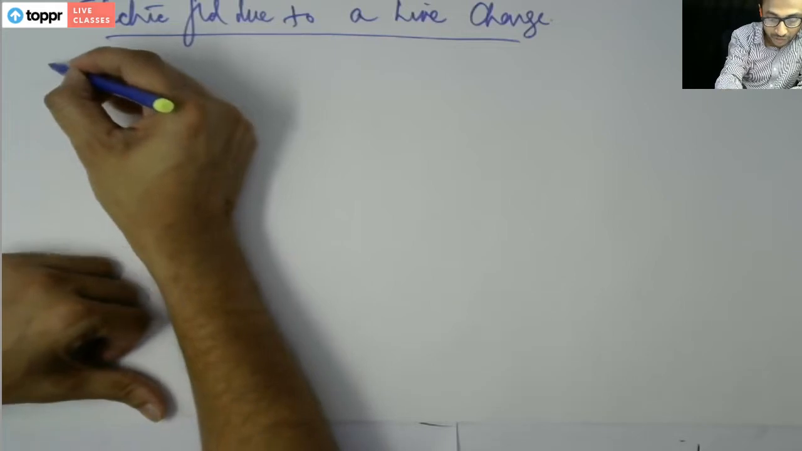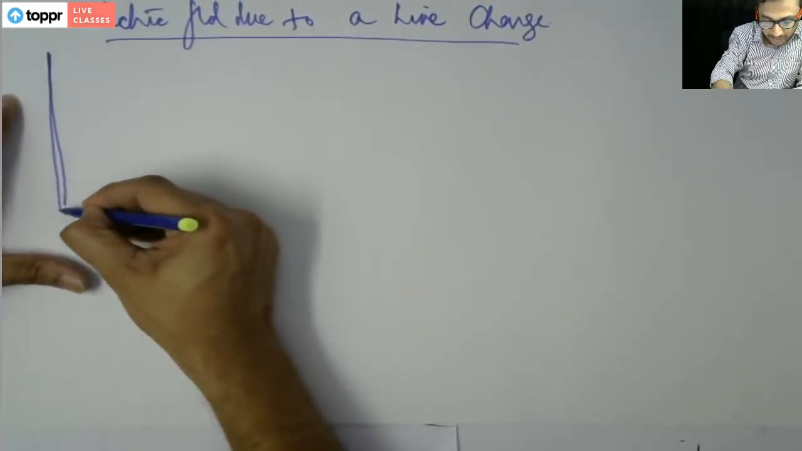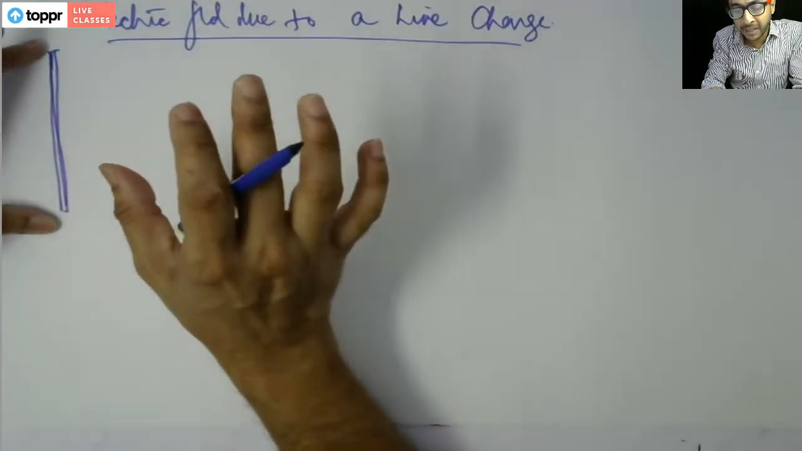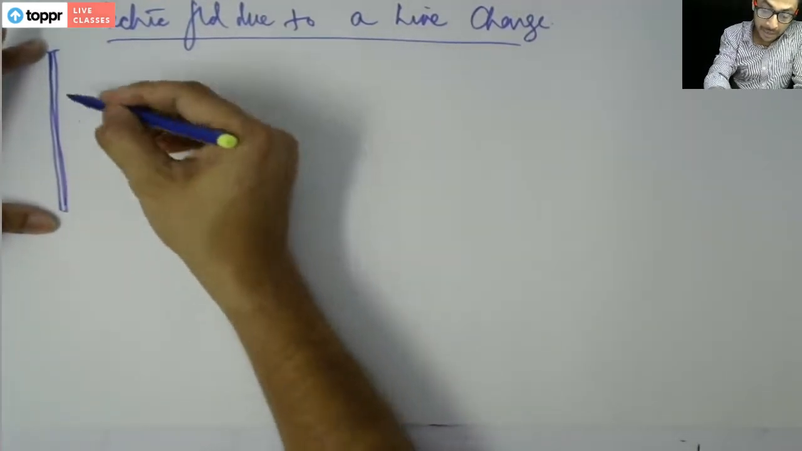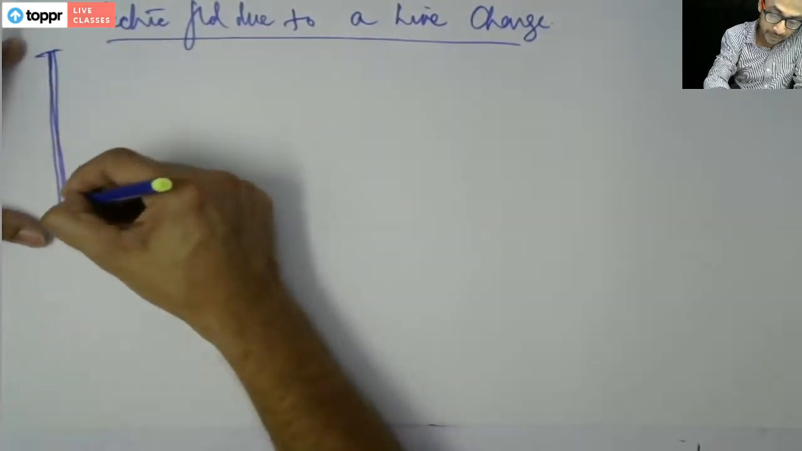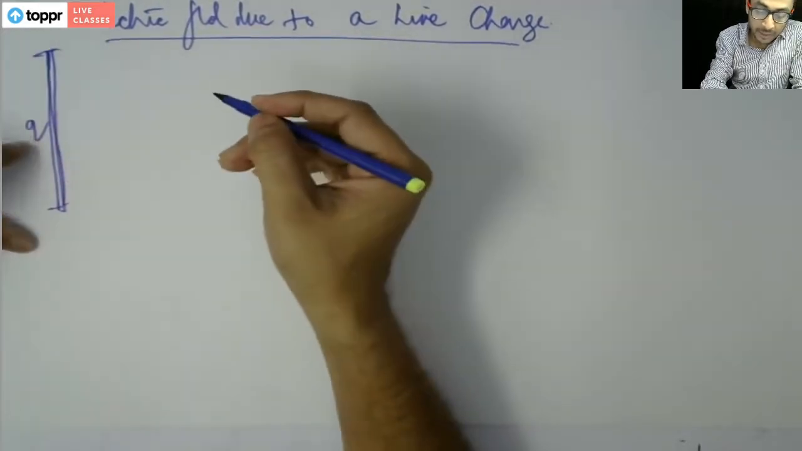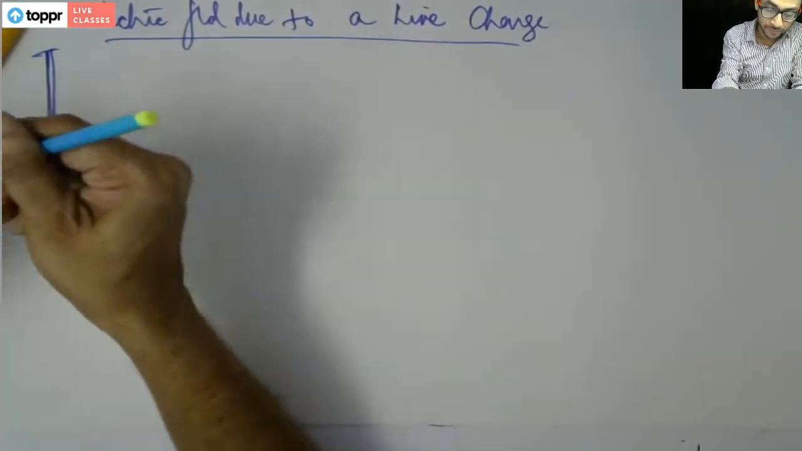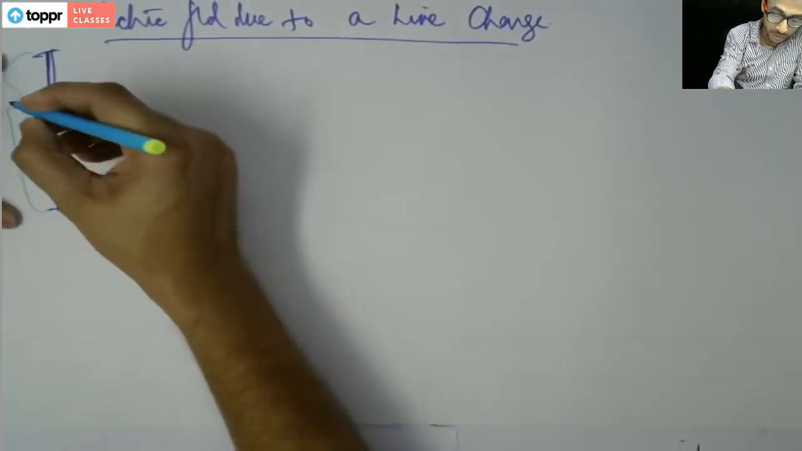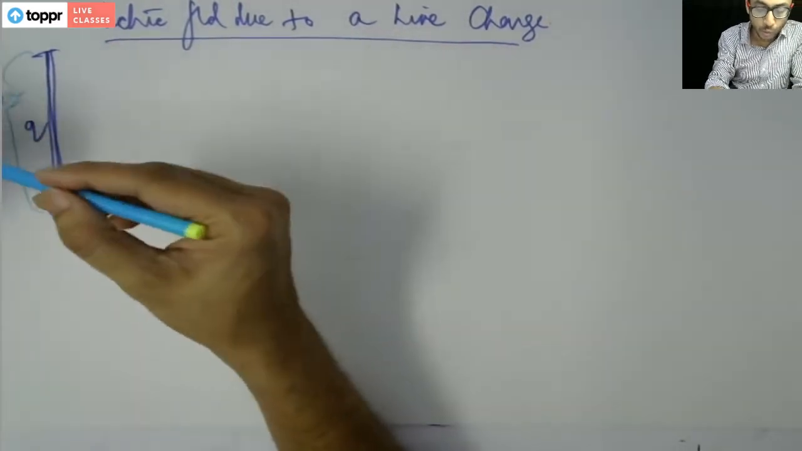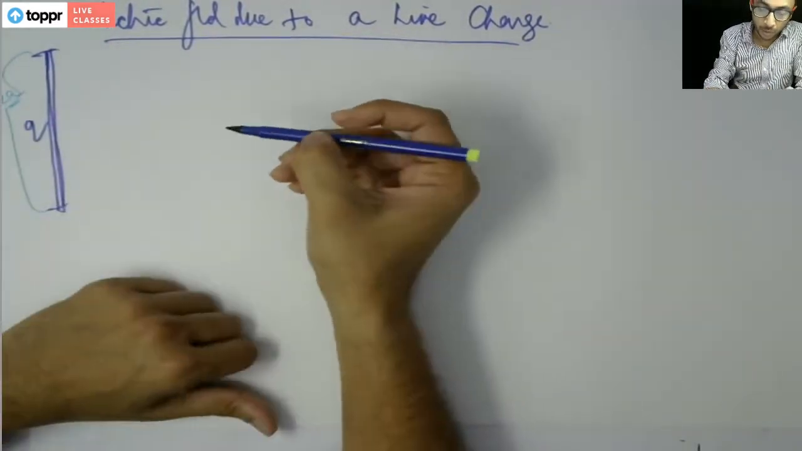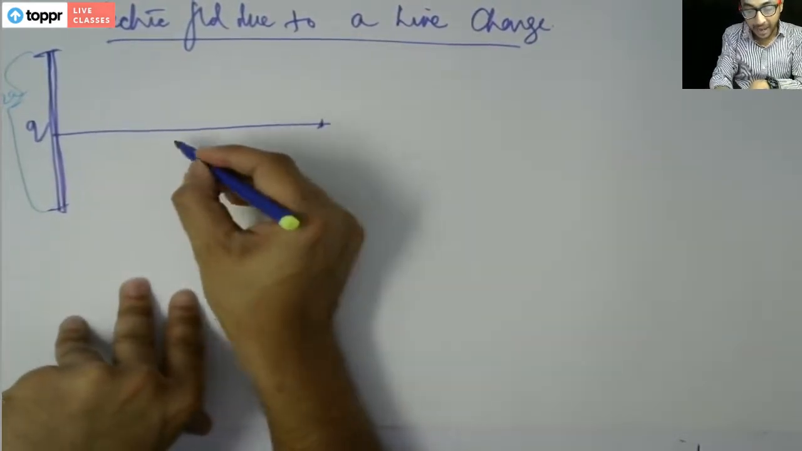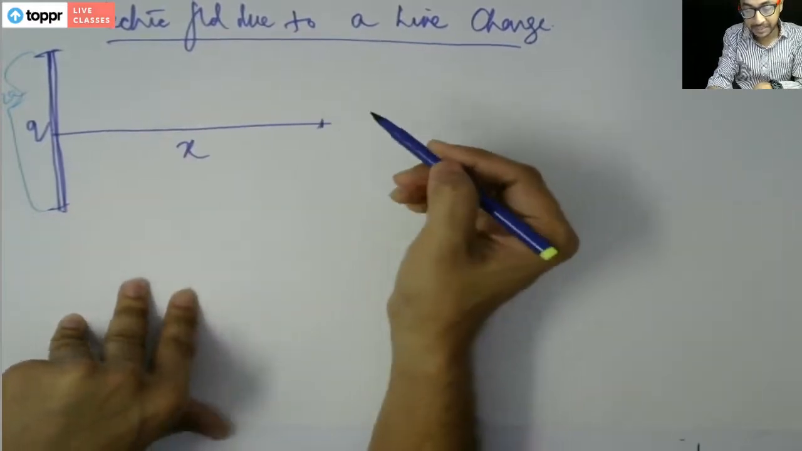Due to a line charge. A line charge means, suppose we take any conductor. Suppose it is having charge Q. The total length of this charge distribution, say it is 2a, right? Now we are trying to find out what is the electric field at a distance of x.